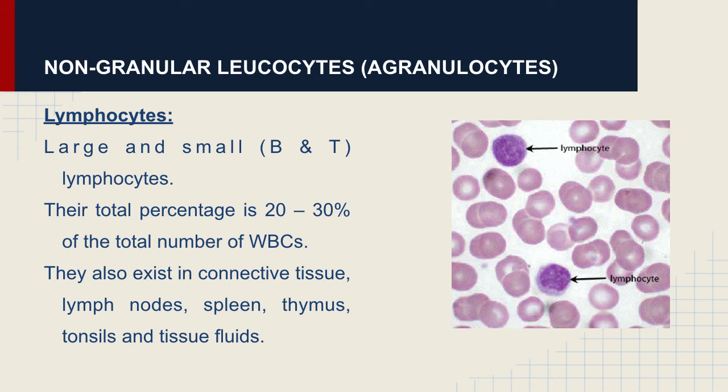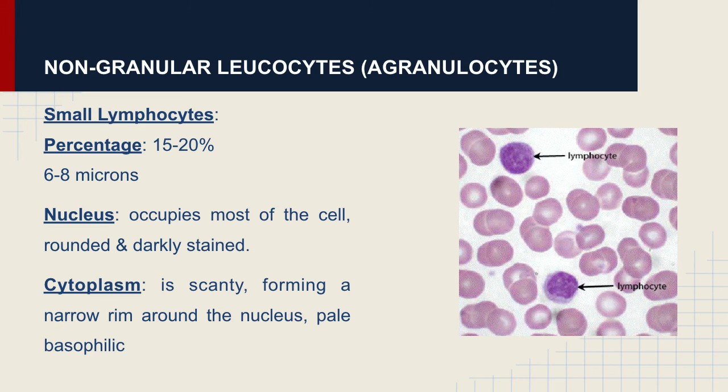The total percent of the lymphocytes is about 20 to 30% of the total number of circulating white blood cells. They also exist in the lymphatic tissue and connective tissue. The small lymphocytes represent 15 to 20% of the total leukocytic count. Their diameter is from 6 to 8 microns. The nucleus occupies most of the cell, rounded and darkly stained. The cytoplasm is scanty, forming a very narrow rim around the nucleus, which is pale basophilic.